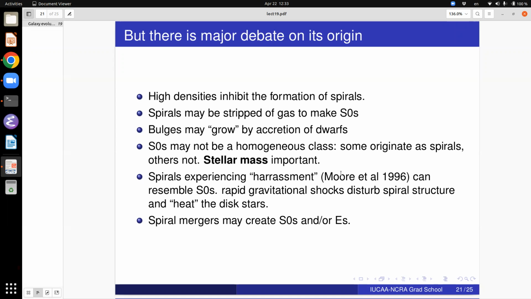There is a phenomenon which operates in clusters, which is called harassment, Moore et al. 1996. This is basically rapid gravitational shocks which disturb the spiral structure and heat the disk stars. By heat, one means kinematically change their orbits in such a way that the disk becomes thicker, the rotation speed reduces, and the entropy of the disk increases. All of these result in a destruction of the stable spiral pattern. The spiral arms will fade away, star formation rate will go down, and spirals will transform into a disk galaxy like an S0. It's not the same as the ram pressure system. It's different.